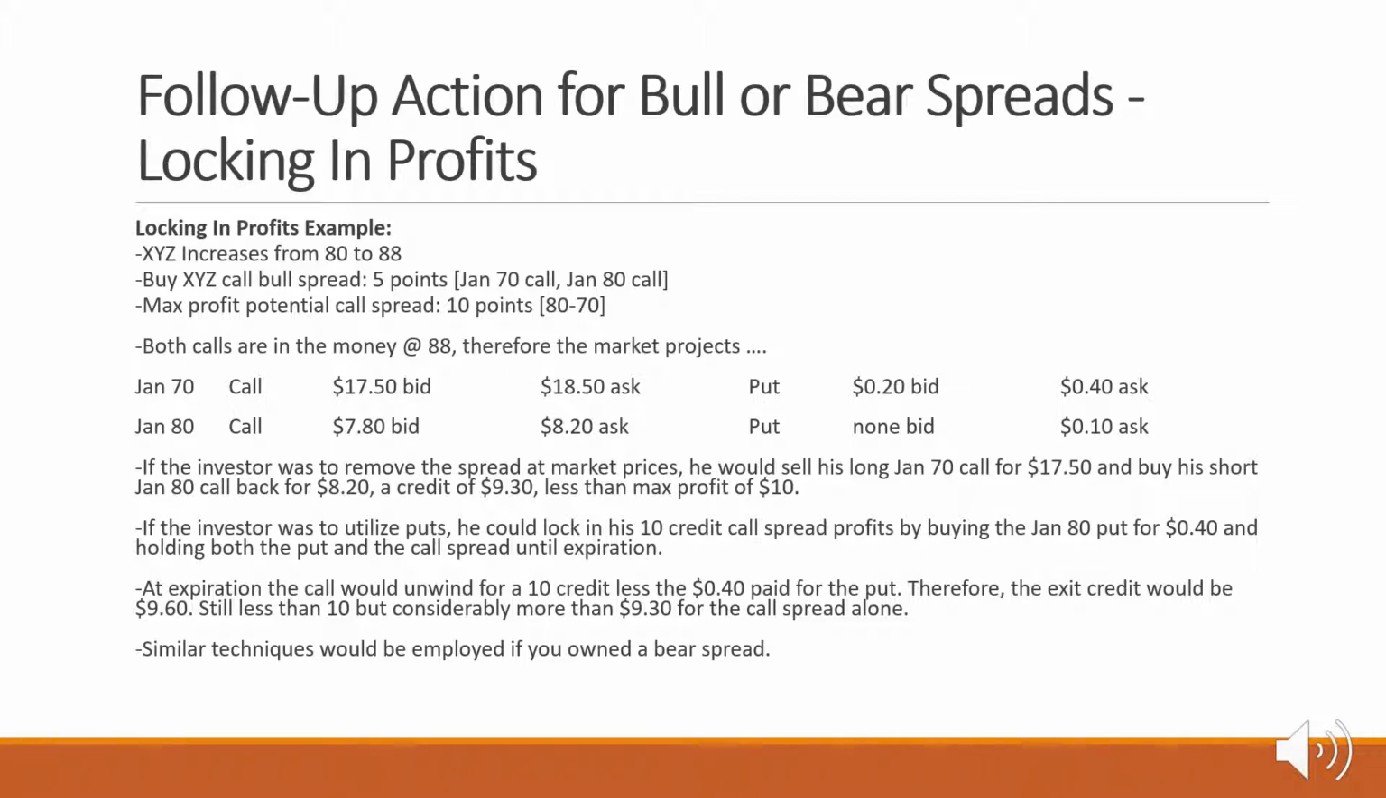If the investor was to utilize puts in this scenario, he could lock in his 10 credit call spread profits by buying the January 80 put for 40 cents and holding both the put and the call spread until expiration. At expiration, the call spread would unwind for a 10 credit, less the 40 cents paid for the put. Therefore, the net credit would be $9.60. This is still less than the maximum profit potential of $10, but 30 cents more than the $9.30 on the call spread alone. Similar techniques like this would be employed if you owned a bear spread.